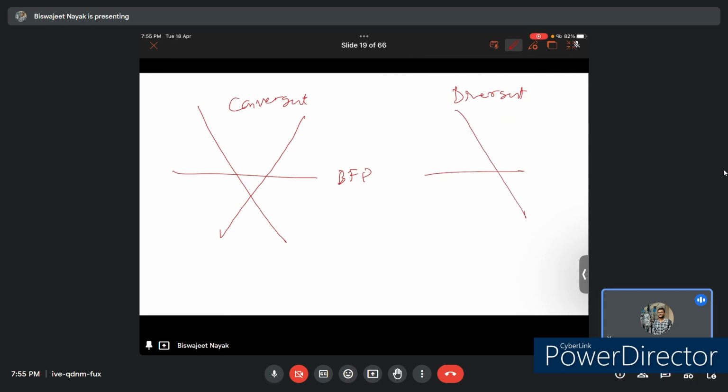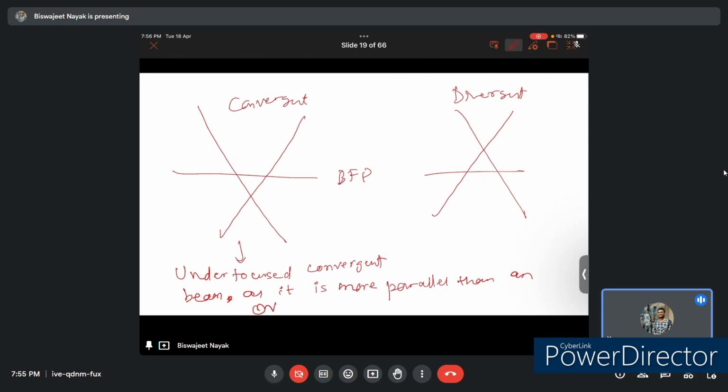So we can see the formation of a disc, which occurs because a defocused beam is either convergent or divergent at the back focal plane. So an under-focused convergent beam is preferred, as it is more parallel than an over-focused divergent beam.